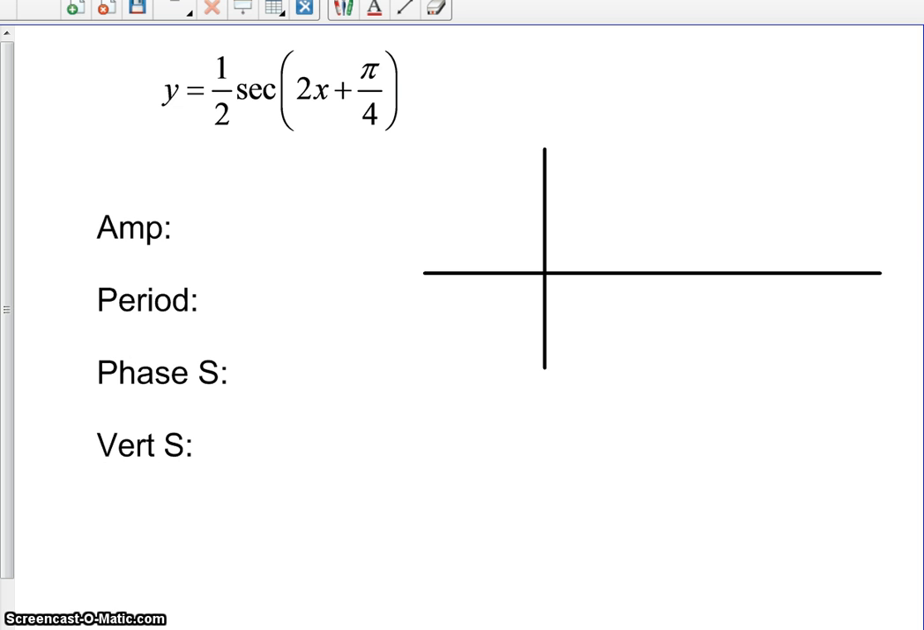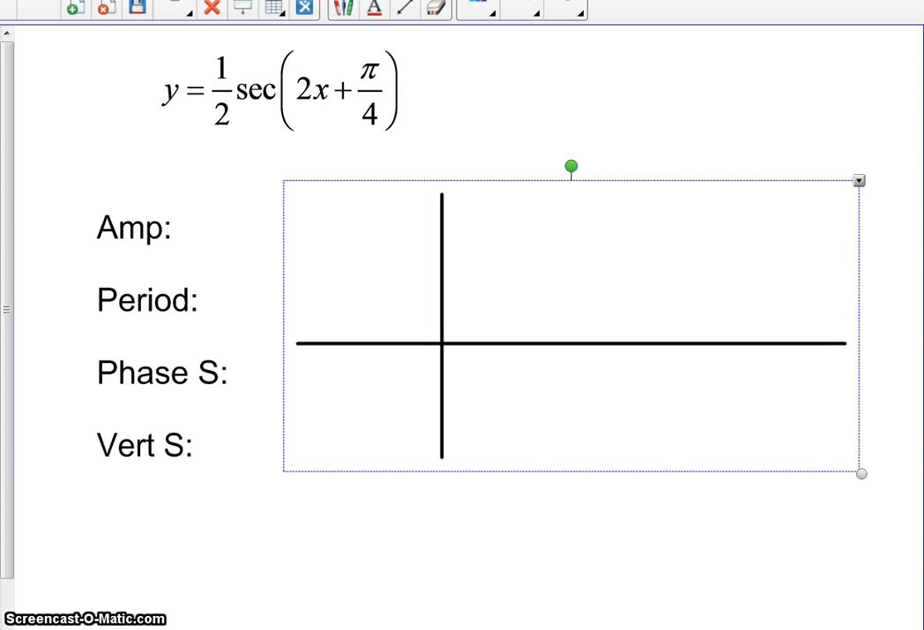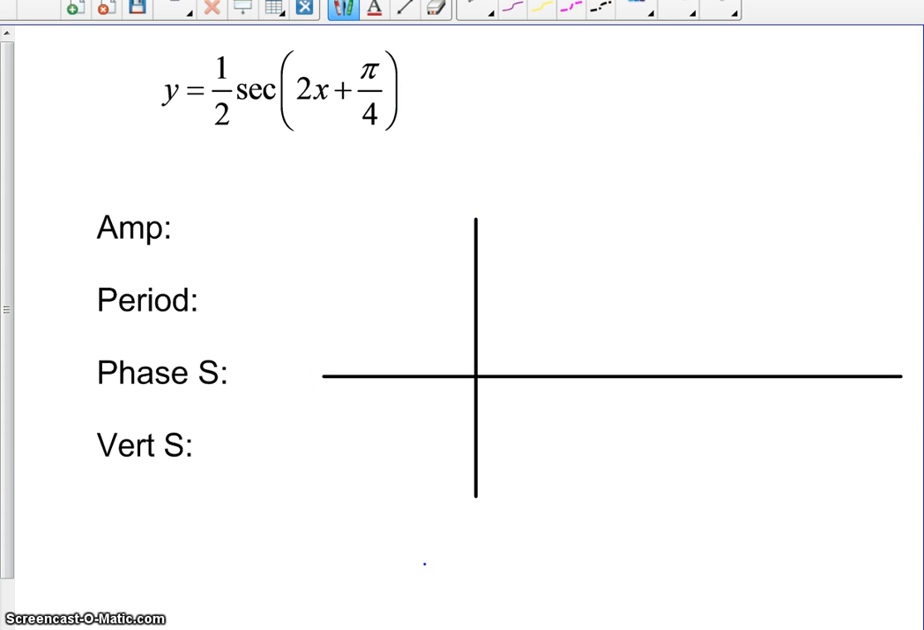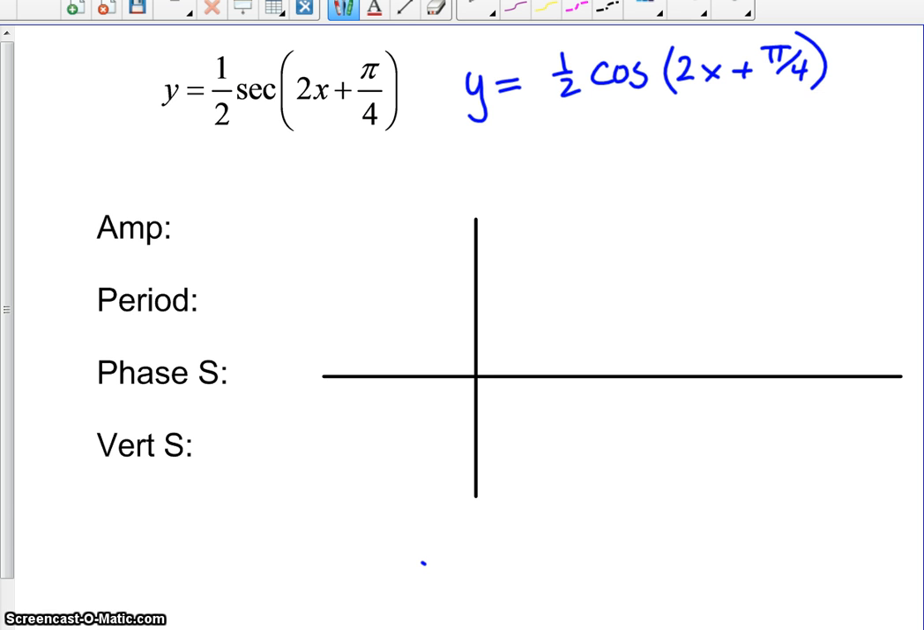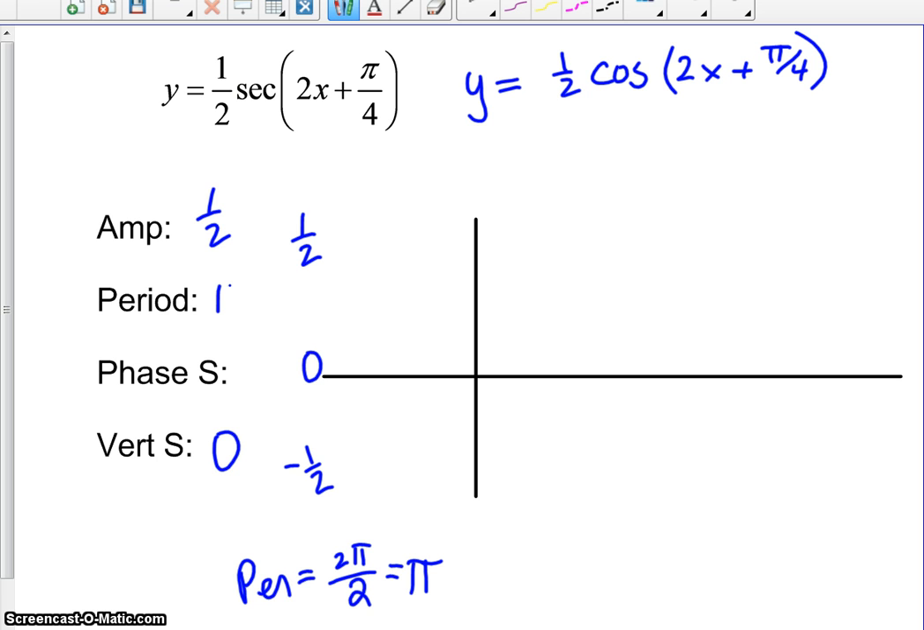All right, secant. For this one, what I'm going to do is first graph y equals 1/2 cosine of 2x plus pi over 4. Okay, so our vertical shift is still 0. Our amplitude is 1/2, so it's going to go up to a half and down to a -1/2. Now I have to calculate my period and my phase shift. My period equals 2 pi divided by my k, divided by 2. So my period here is pi.